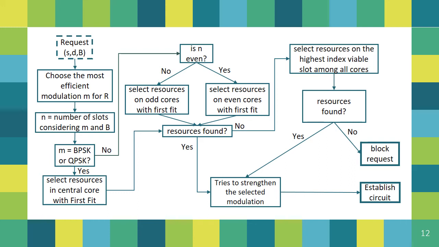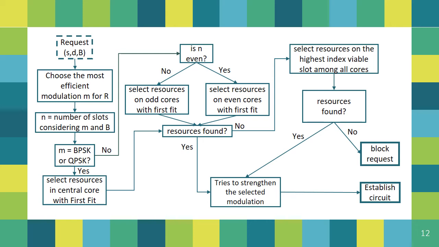If the circuit goes to allocation in peripheral cores, then n is evaluated, and n is the number of slots of the circuit. If n is an even number, then the circuit should be allocated in cores of even index. And if n is an odd number, then the circuit should be allocated in an odd index core. If resources are found in the first core available, then the slot will be allocated with the first fit policy.